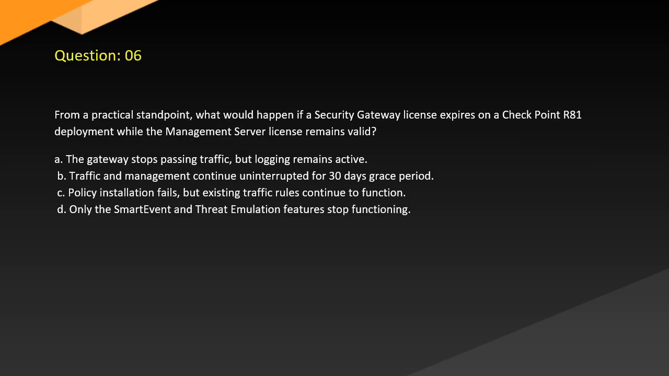Question 6. From a practical standpoint, what would happen if a security gateway license expires on a Check Point R deployment while the management server license remains valid? A. The gateway stops passing traffic, but logging remains active. B. Traffic and management continue uninterrupted for a 30-day grace period. C. Policy installation fails, but existing traffic rules continue to function. D. Only the SmartEvent and Threat Emulation features stop functioning.